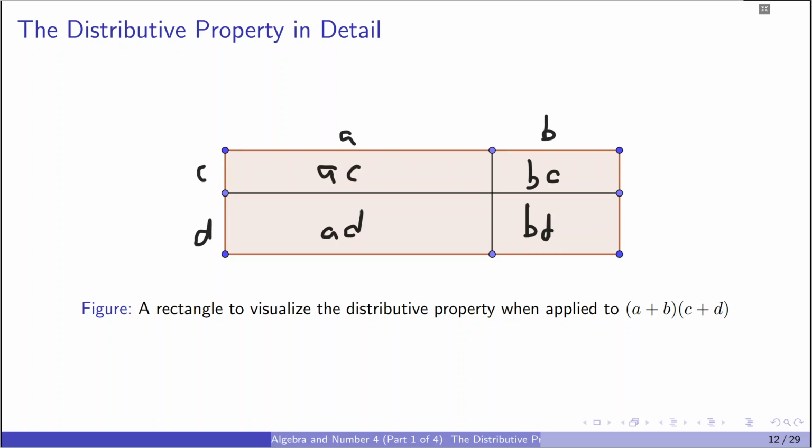Right, so here is what that rectangle would look like. So the top, that bar across the top, a plus b. The side, that's length c plus d. Our top left rectangle, when we chop it up, has area AC, bottom left area AD, top right area BC, bottom right area BD.